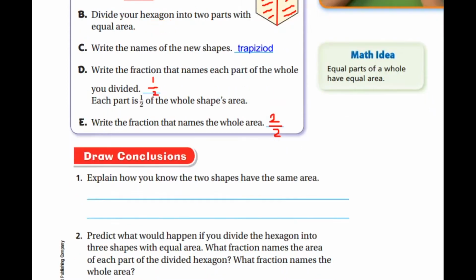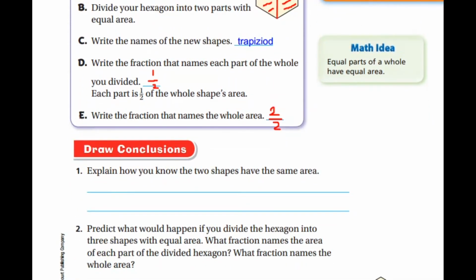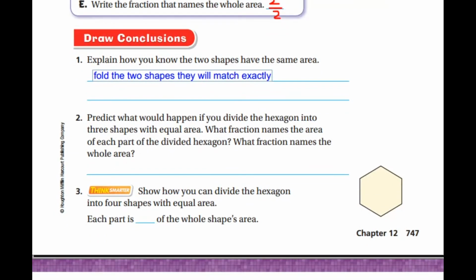Explain how you know the two shapes have the same area. I said if you fold them together, they will match exactly. So, fold. Okay. Predict what would happen if you divide the hexagon into three shapes with equal areas. What fraction names the area of each part of the divided hexagon? What fraction names the whole?